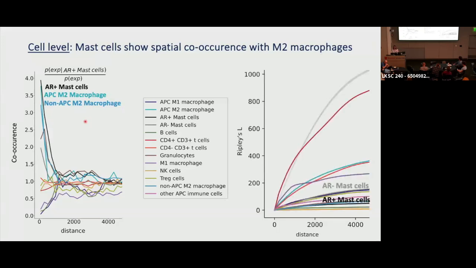And we also assess the clustering of mast cells, whether they express AR or not, using Ripley's L function. This function is similar to Moran's I, but for discrete values such as cell types, which determines if cells are randomly distributed, dispersed, or clustered at different scales. We found that AR-positive and negative mast cells are not spatially clustered, but actually spatially dispersed.